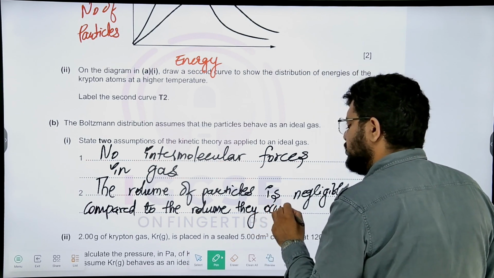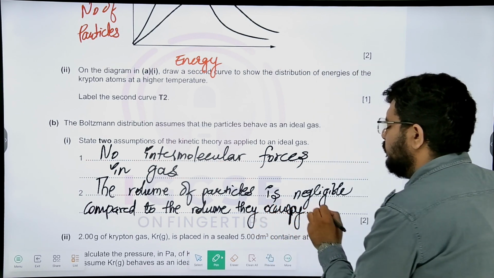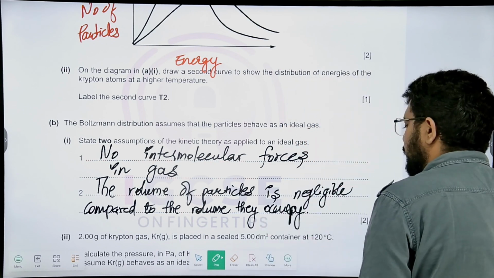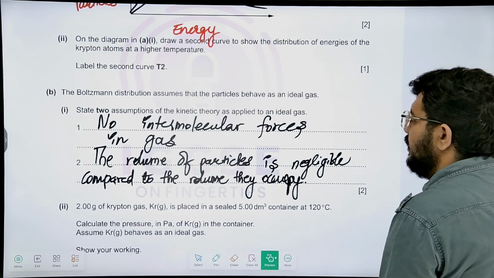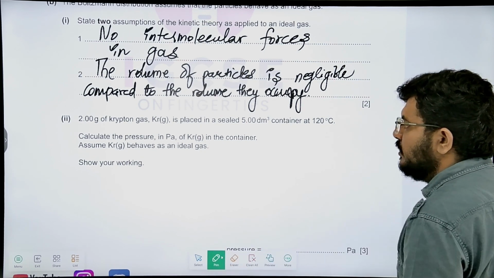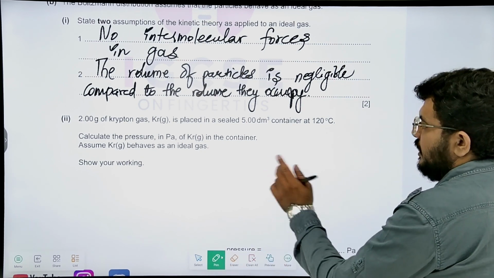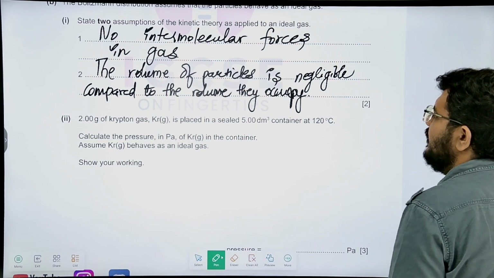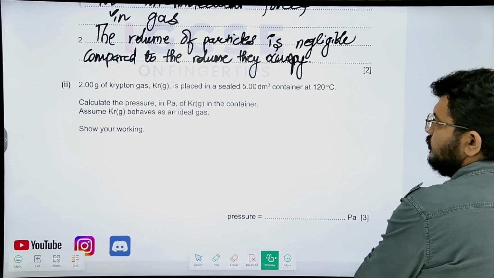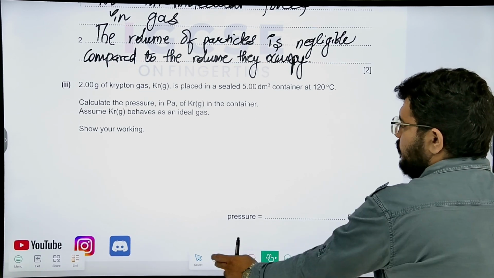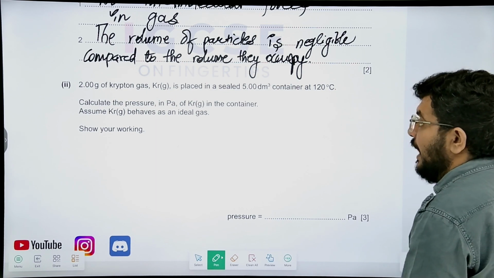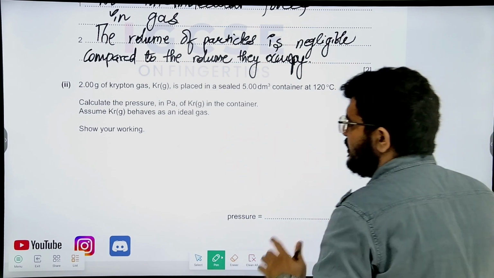So we will essentially say that the volume of particles of gases is negligible, right? That is an assumption for us to make it an ideal gas. Then they are asking: 2 grams of krypton, Kr, is placed in a sealed 5 dm cube container at 120 degrees Celsius. Calculate the pressure in Pascal of krypton gas in the container. Assume it behaves as an ideal gas.